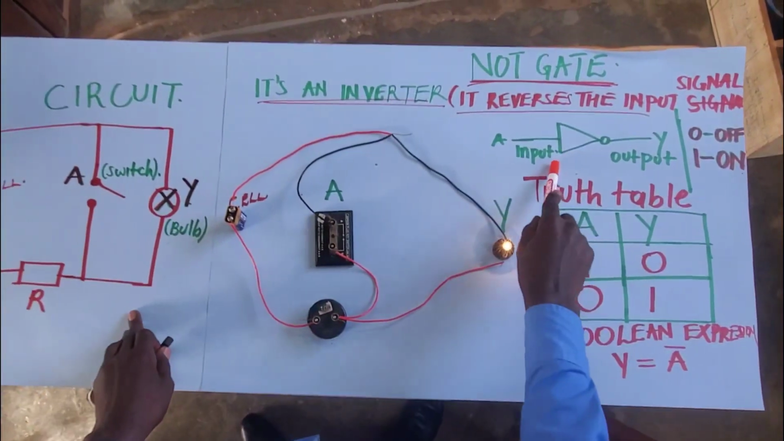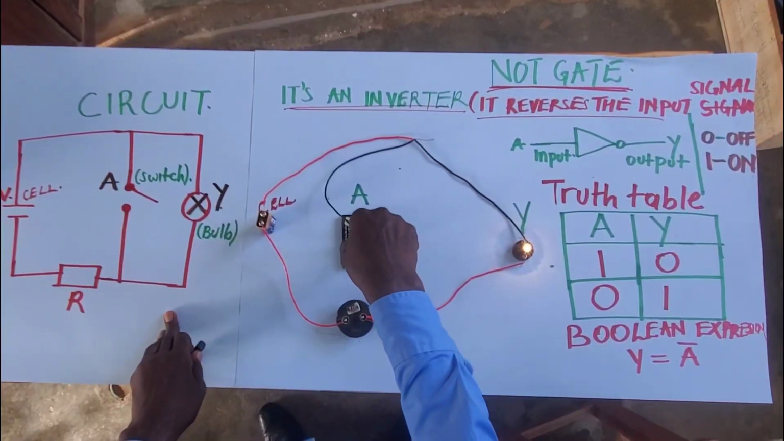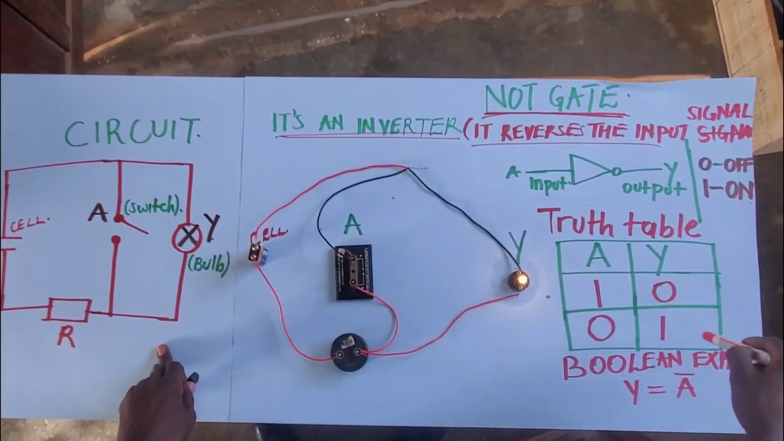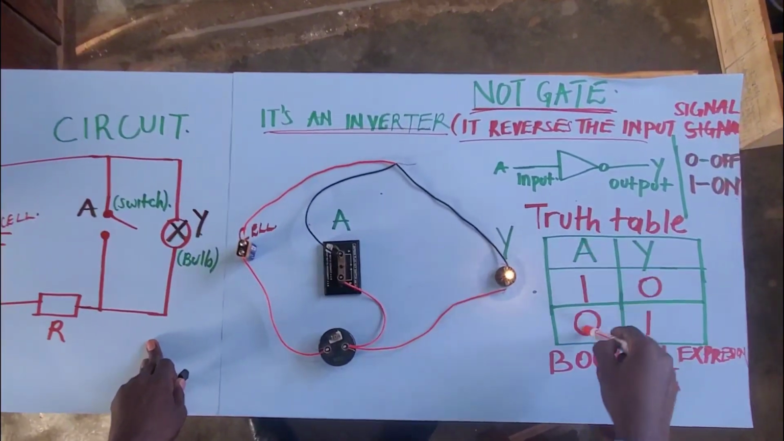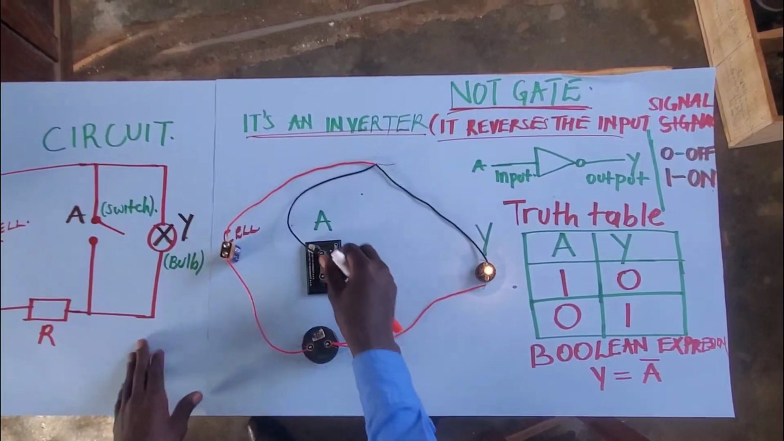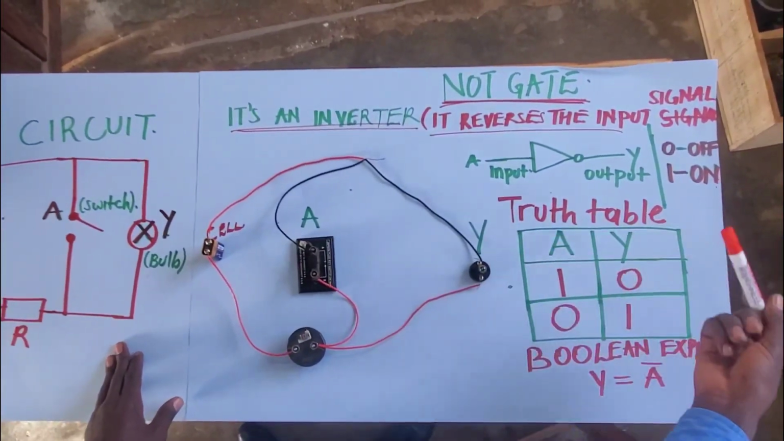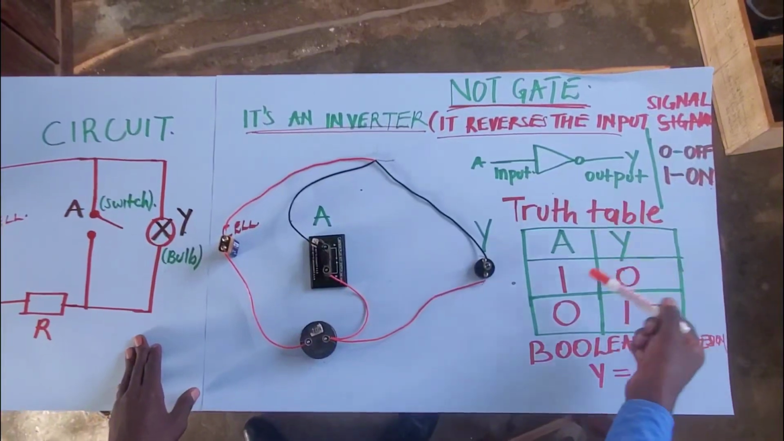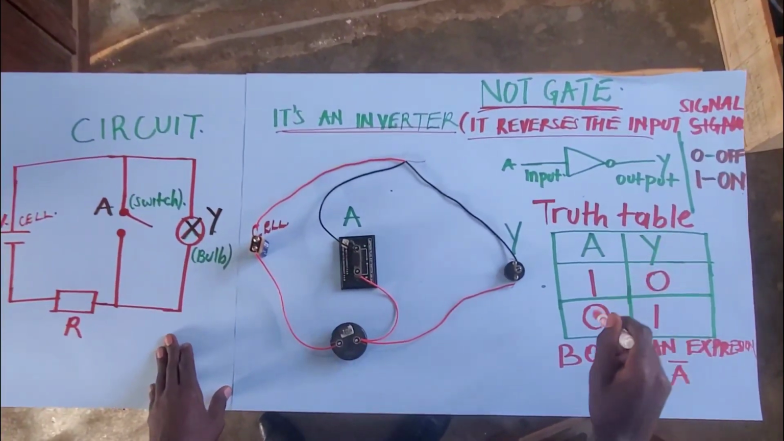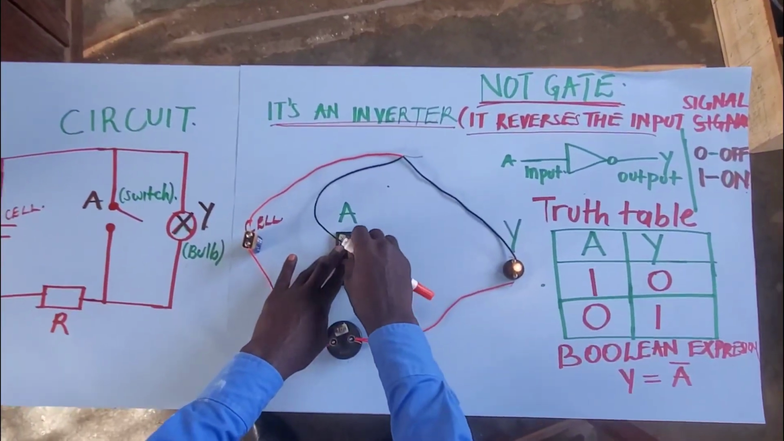This is its symbol. The input is A. When the input A is off, what is the output? The output is on. Now, what if I switch on? When I switch on, what happens to the bulb? The bulb goes off. It is a 0. A 1 represents on. When you switch off, the bulb goes on. That's how a NOT gate works.